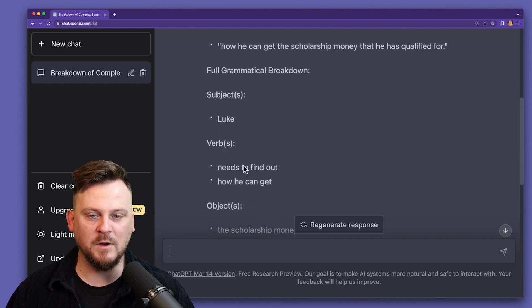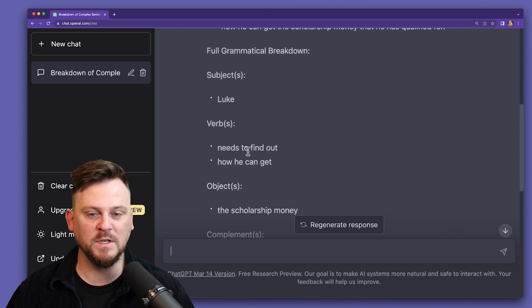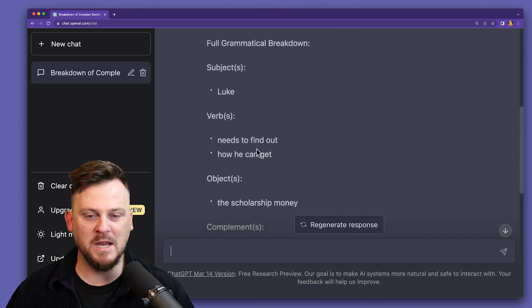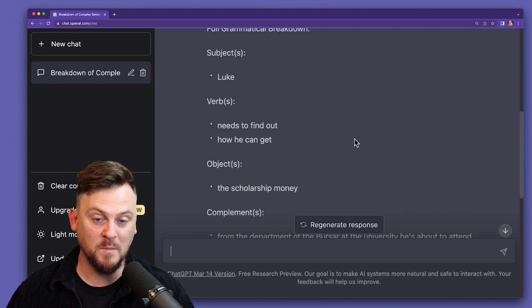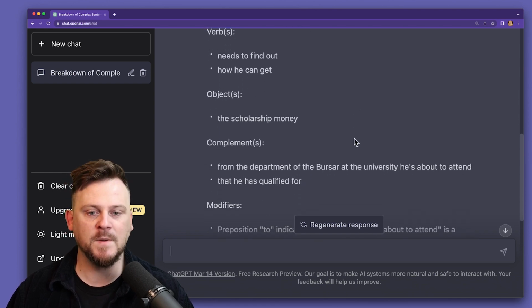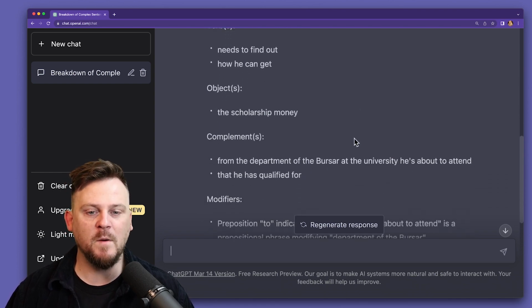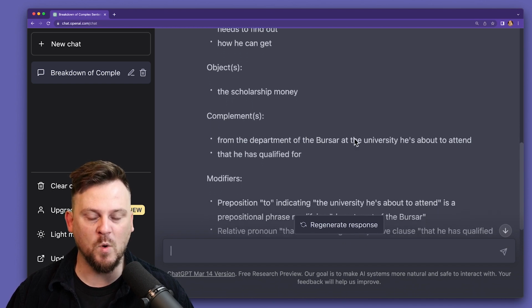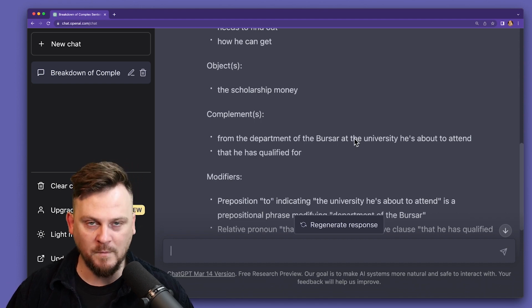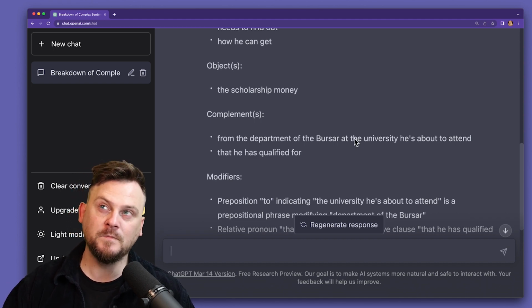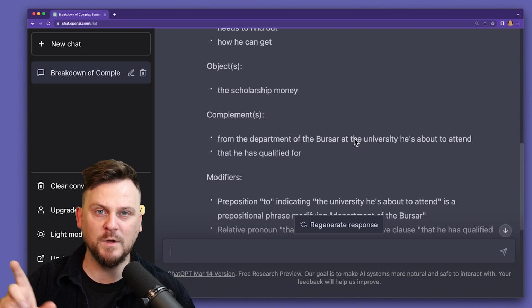Full grammatical breakdown. Subjects, Luke, verbs, needs to find out how he can get. Okay. Objects, the scholarship money. So get the scholarship money. Okay, that makes sense. Complements, from the department of the bursar at the university he's about to attend and that he is qualified for.